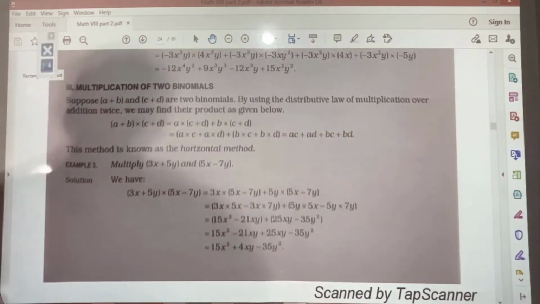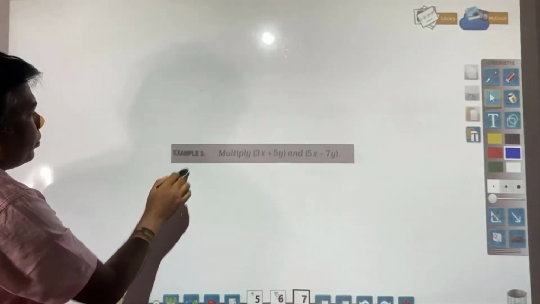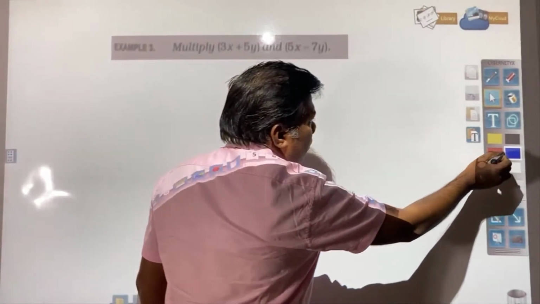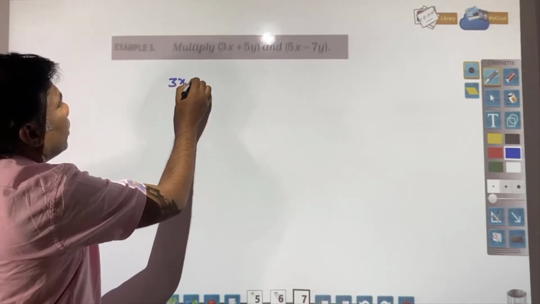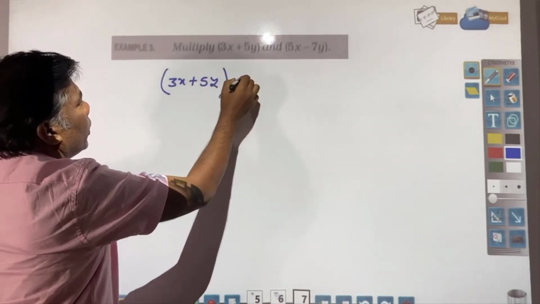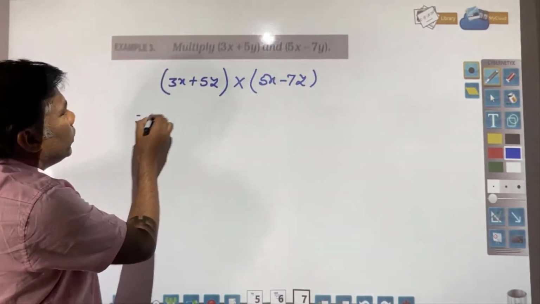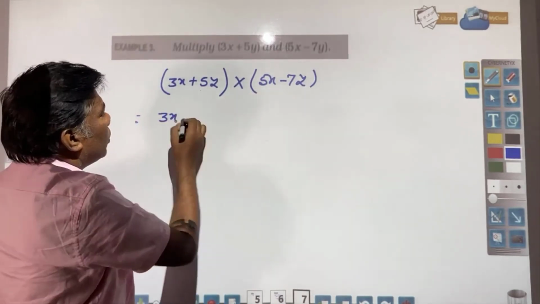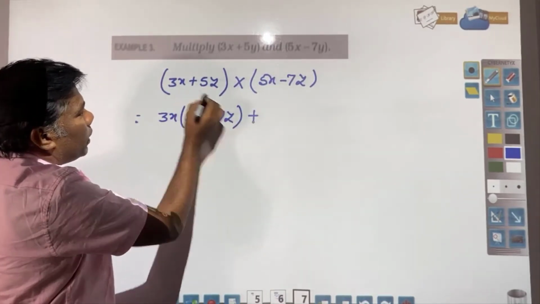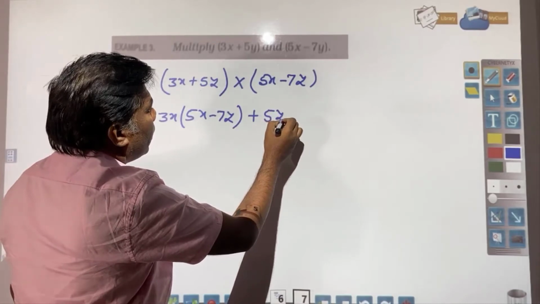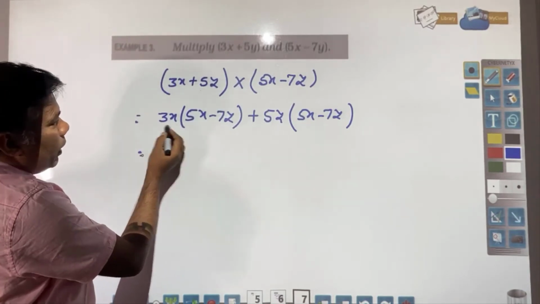Here you see we have one example. Example 3. Here we have 3x plus 5y, and you need to multiply this with 5x minus 7y. What is needed to be done? With 3x you multiply both. So 5x minus 7y plus, here if you have plus, you write plus 5y into 5x minus 7y. Now this you multiply directly.